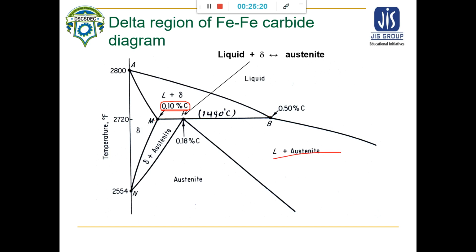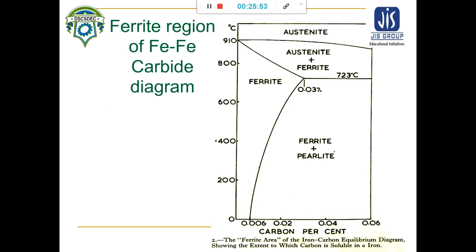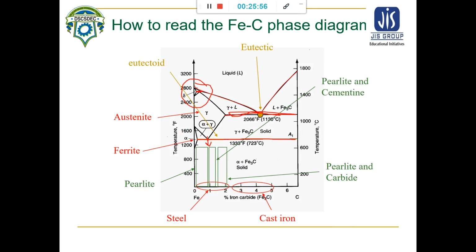Here liquid plus austenite is there. Here it is austenite. It is delta plus austenite, and this portion has delta. Okay, and this is the peritectic reaction line at 1490. At 1490 degrees Celsius, here the peritectic reaction may occur, in which liquid plus delta can give us austenite. See here, it can give us austenite, and the carbon concentration at that time will be 0.18% of carbon.